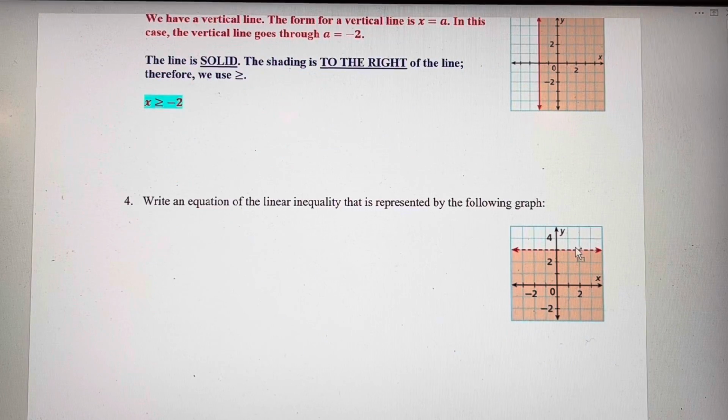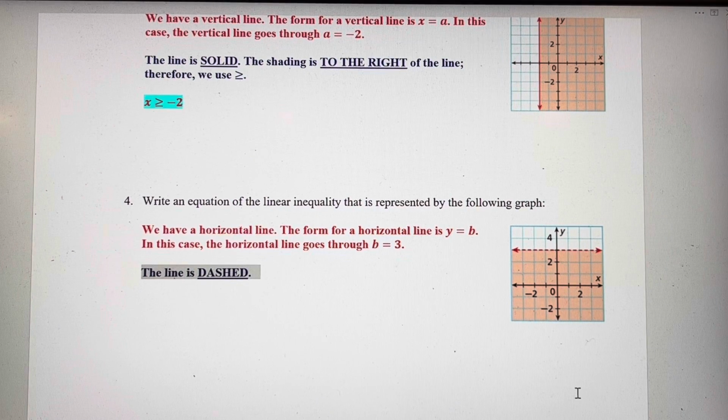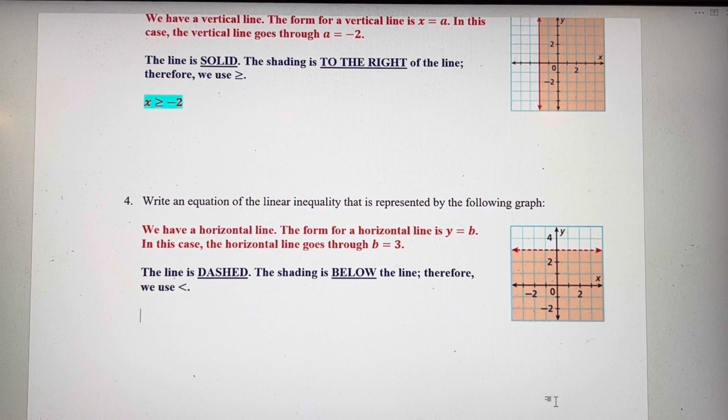Number 4, we have a horizontal line, okay? So y is going to equal this value here. So remember the form for a horizontal line is y equals b. In this case, y equals 3. So we would say that the b value or the y-intercept is 3, okay? We have a dashed line. The shading is below the line. So therefore, we're going to be using less than as our inequality symbol, okay? So we've got y equals 3 as the equation. But for the inequality that's represented by this graph, it's going to be y is less than 3, okay?